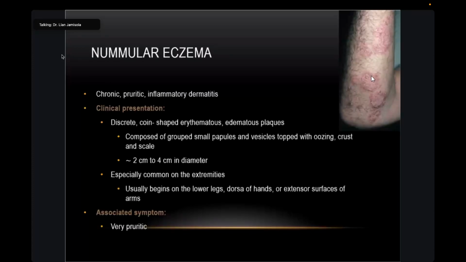Okay, so actually, these plaques are composed of grouped small papules and vesicles. So initially, they would present as papules, but eventually, when they come to us, usually they already coalesce na into plaques. And then this is the one that usually presents with oozing, crust, and scale. Okay, it's very common on the extremities, lower legs, the dorsa of the hands, the extensor surfaces of the hands, and it's also very pruritic.